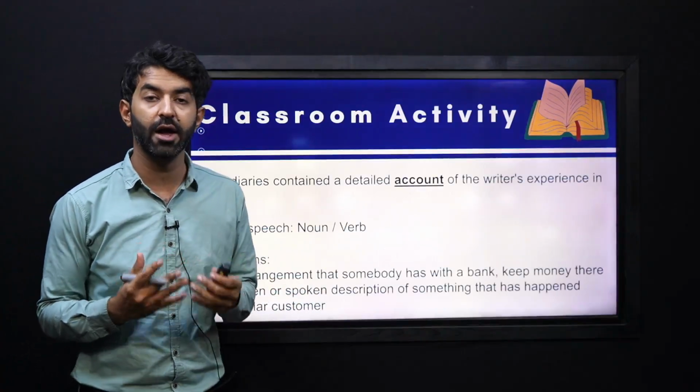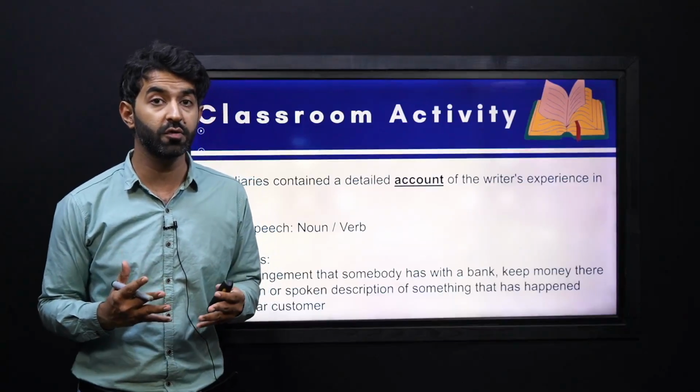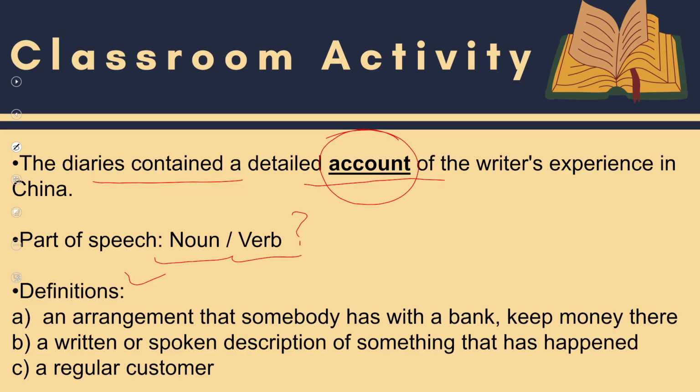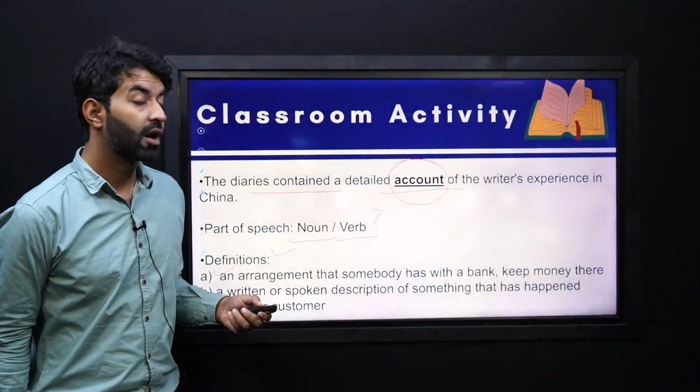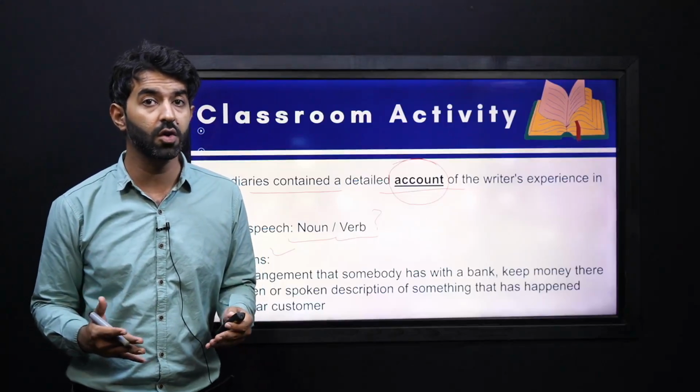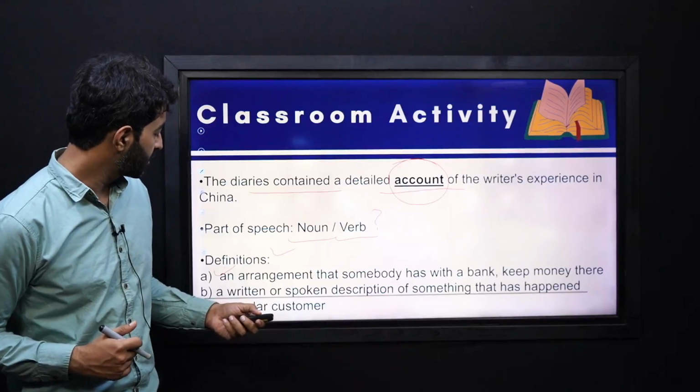Now, you have to find the meanings of the underlined and bold words from the following definitions. The diaries contained a detailed account of the writer's experience in China. Now the word account, what does it mean? Is it a noun or a verb? Now which one of these definitions is correct? I will let you think about it by pausing the video. And now we are getting the answers.